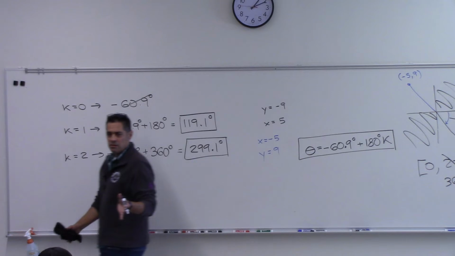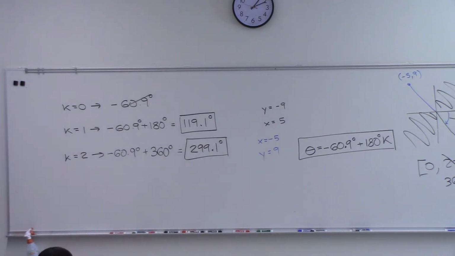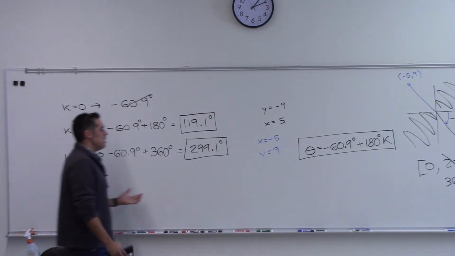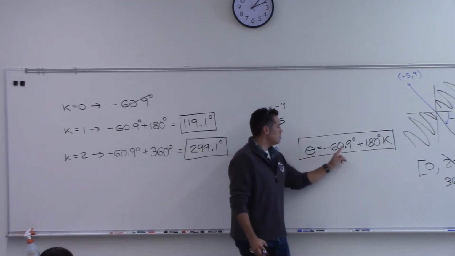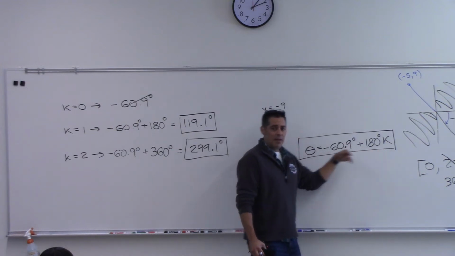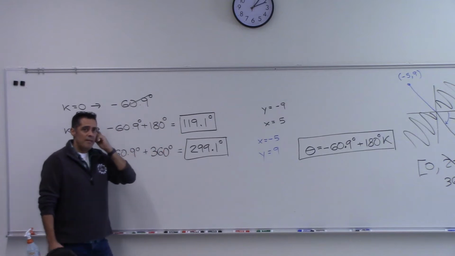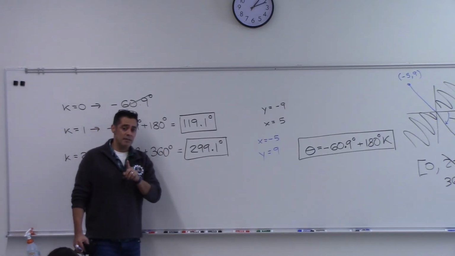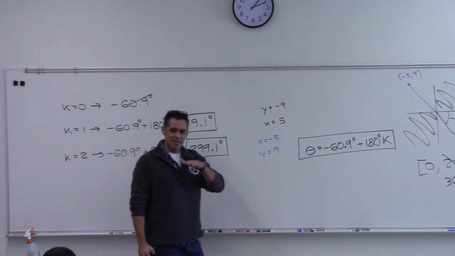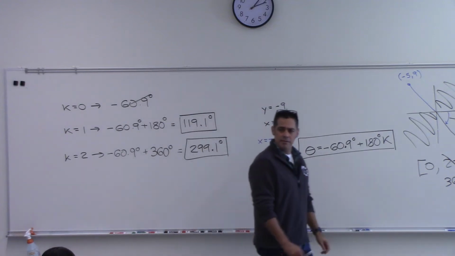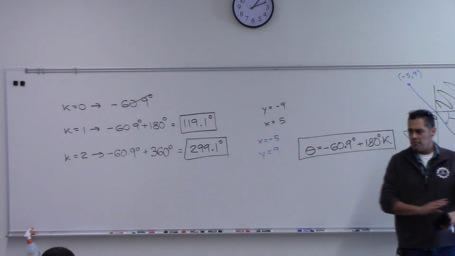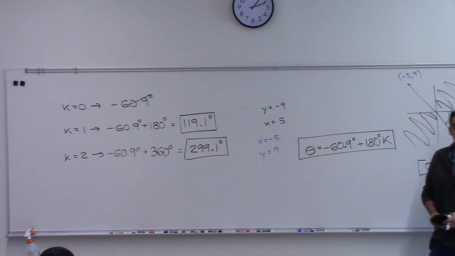Did that help at all? Do you want to see it in radians or no? No, that's okay. The only difference in radians would be that whatever your calculator gave you, this would be plus pi k. And then as you add your k's, you just make sure that you never exceed 2 pi, which is 6.28. All right, what others?